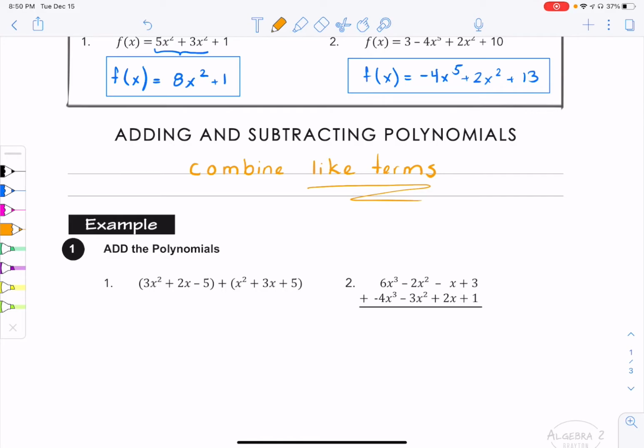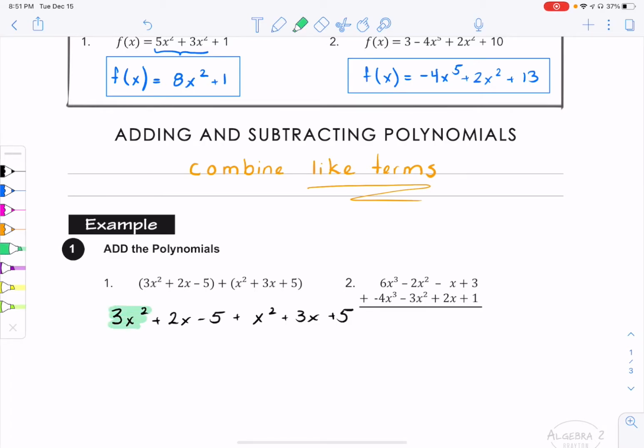The first example, we have 3x squared plus 2x minus 5 plus x squared plus 3x plus 5. When you're adding polynomials, the addition sign does not require the use of parentheses. You're just adding all terms. So I'm going to rewrite this with no parentheses: 3x squared plus 2x minus 5 plus x squared plus 3x plus 5. And I'm going to highlight my like terms.